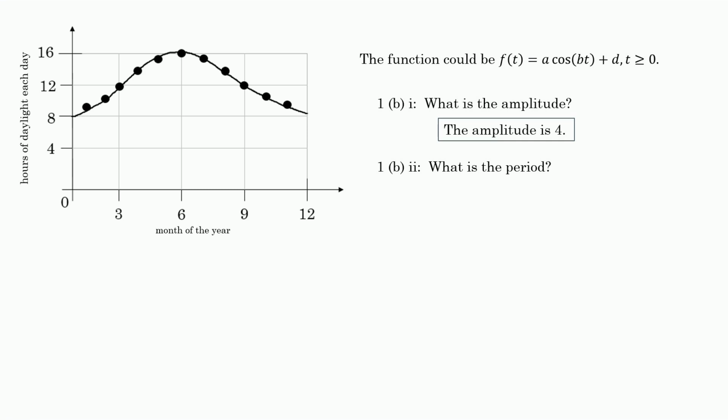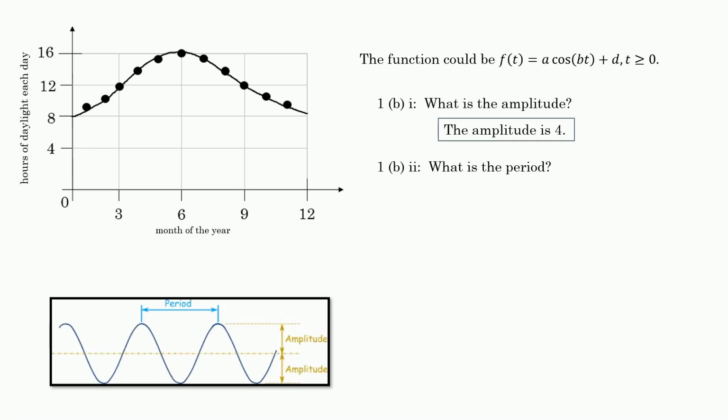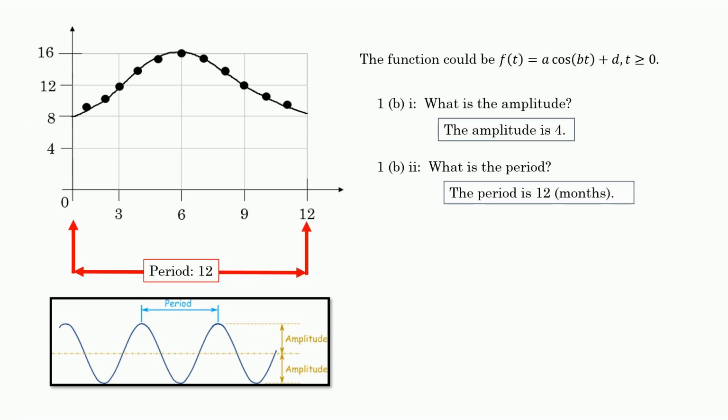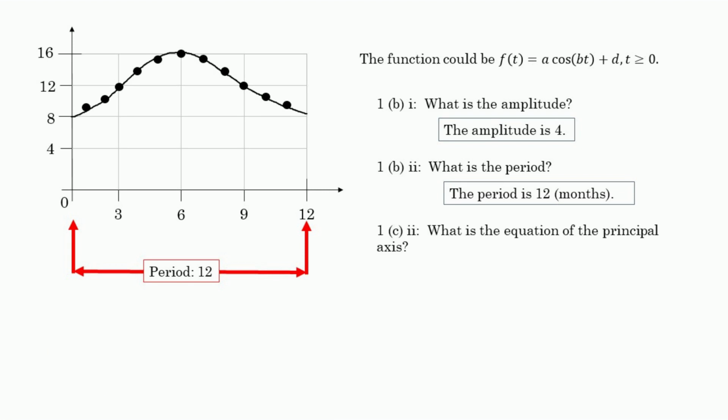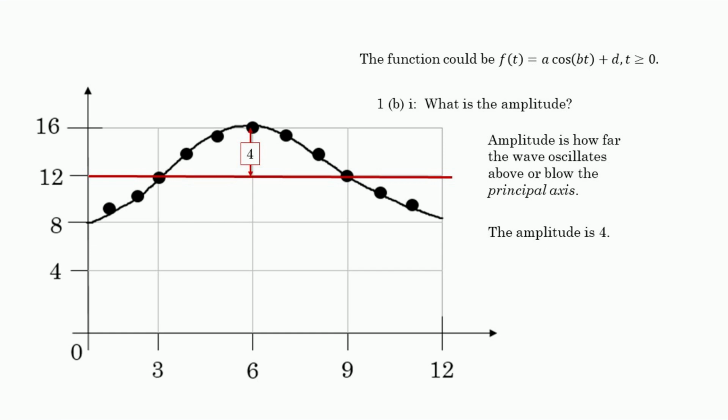Question 1 Part B II asks, what is the period? The period is how long, along the x-axis, one cycle takes to complete. This wave starts at 0 and ends at 12, where it will begin to repeat. So the period is 12 months. Next question. What is the equation of the principal axis? As we saw earlier, the middle of the wave is at y equals 12.